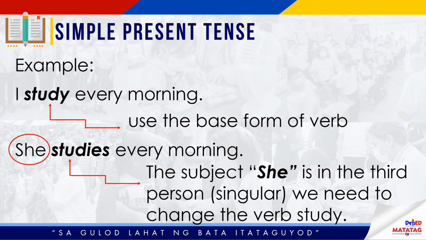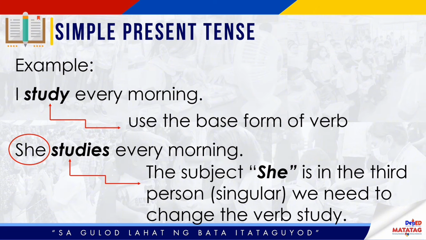For example, let us take a look at these sentences. These are some examples of simple present tense. The first sentence, I study every morning. The first sentence uses the base form of the verb, while the second sentence has the subject she, which is the third person. That is why we need to change the verb study to studies.